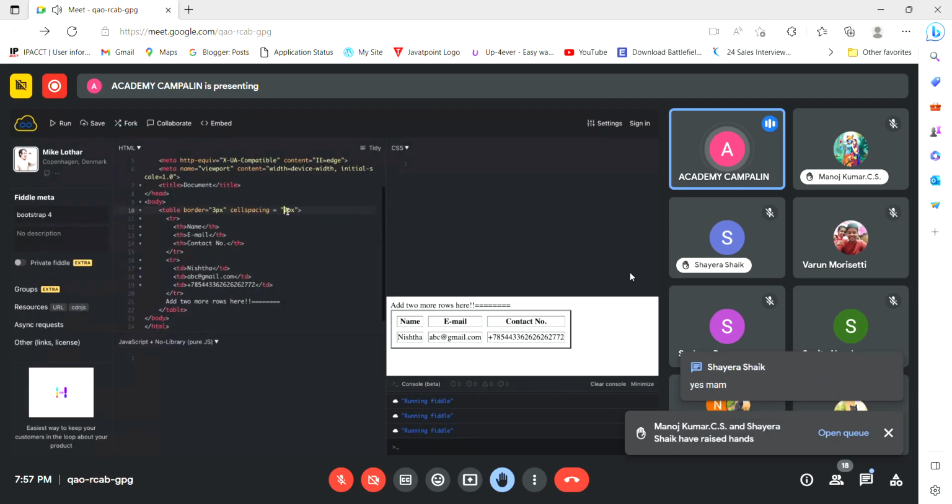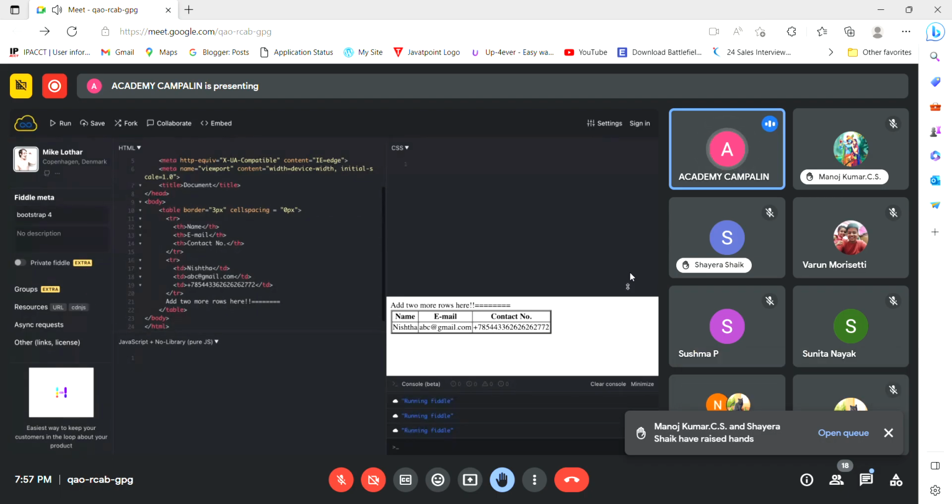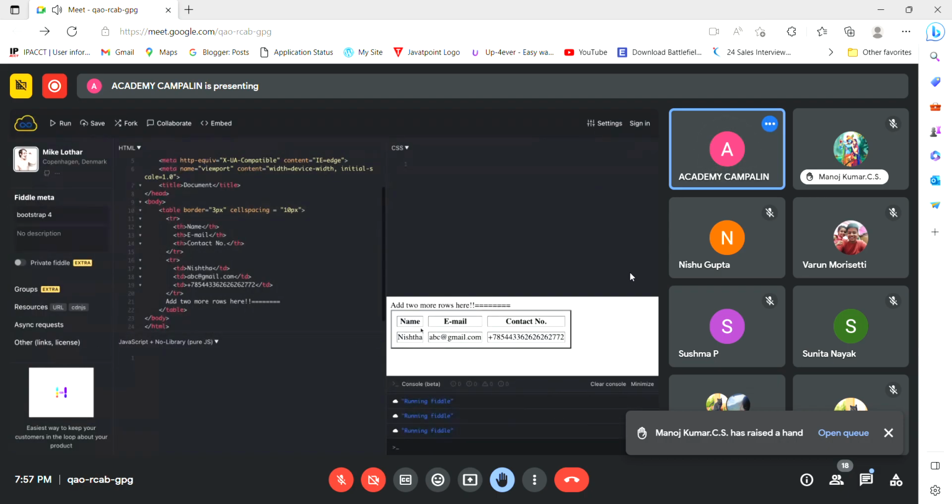If we make it 0, now if I just run it, there will be no difference. There will be no space between the cells, no space at all. Okay, but as soon as I'm making it, let's say 10, and then running it, okay, this is nothing but the cell spacing.